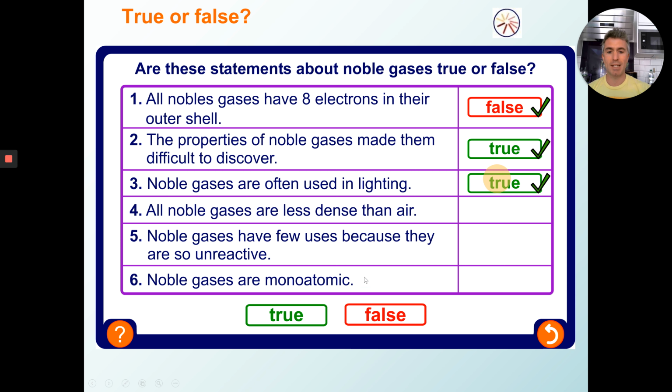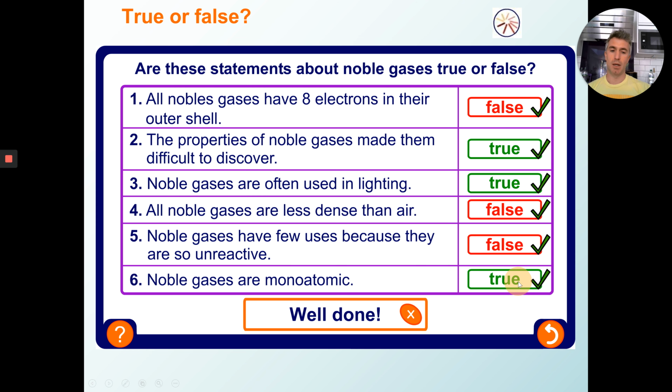All noble gases are less dense than air. False. Some are more, some are less. Noble gases have few uses because they're so unreactive. False. They have multiple uses. All noble gases are monatomic. True, they are monatomic because they don't react. Did you get that right? Of course you did. I gave you the answers. But together, we got it right. Together, we're learning.